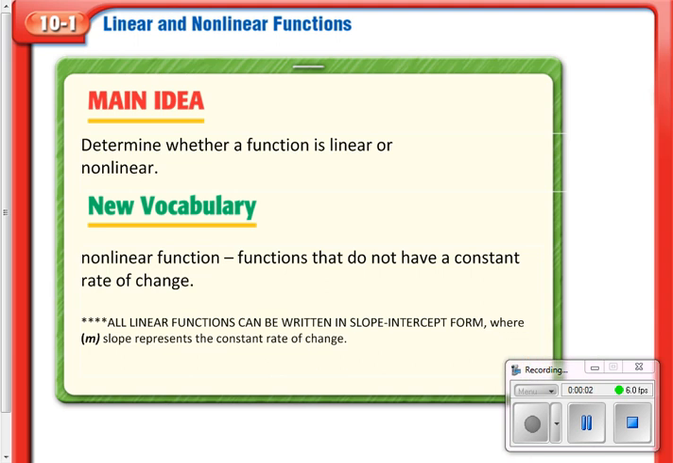10.1, linear and nonlinear functions. A nonlinear function is a function that does not have a constant rate of change. Basically, what it's telling you is it doesn't have the slope. You cannot find the m value like you would in a linear function.